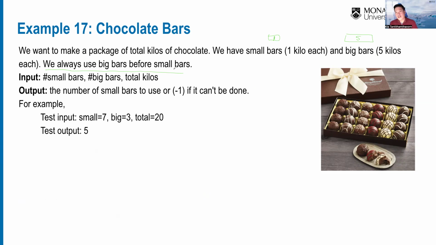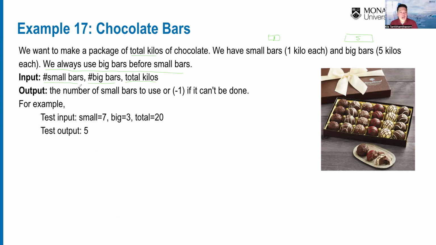All right. So if you remember, we need to identify the independently testable input variables. Okay. And in this case, what do we need? Okay. We need the number of small bars that we have, the number of big bars that we have, and then how many total kilos we want to make in this box. All right. The box of chocolate is also a variable as well.